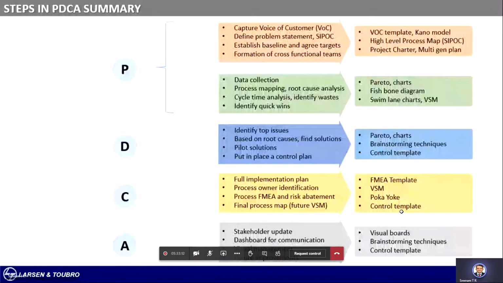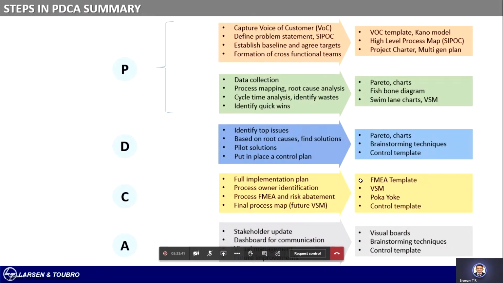So here again are the steps of the PDCA summary. When we talk about the PDCA, we saw that there are 4 stages: the plan, do, check, and act cycle. As we cross these 4 stages, this particular slide just captures the essential steps that are generally seen in these 4 phases of PDCA.